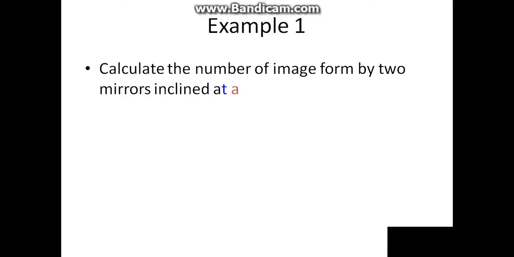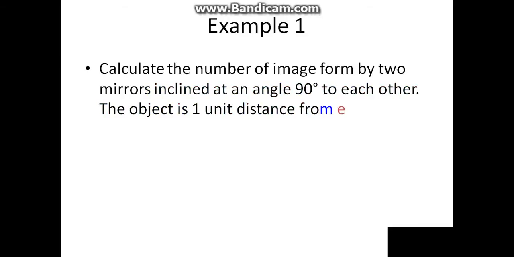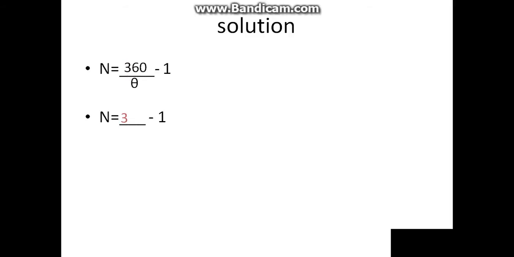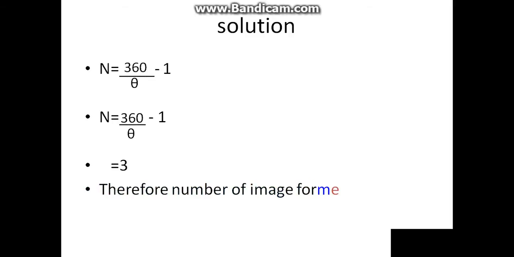Example 1. Calculate the number of images formed by two mirrors inclined at an angle of 90 degrees to each other. The object is 1 unit distance from each mirror. Solution. n equals 360 over theta minus 1, which will give us 3. Therefore, the number of images formed is equal to 3.